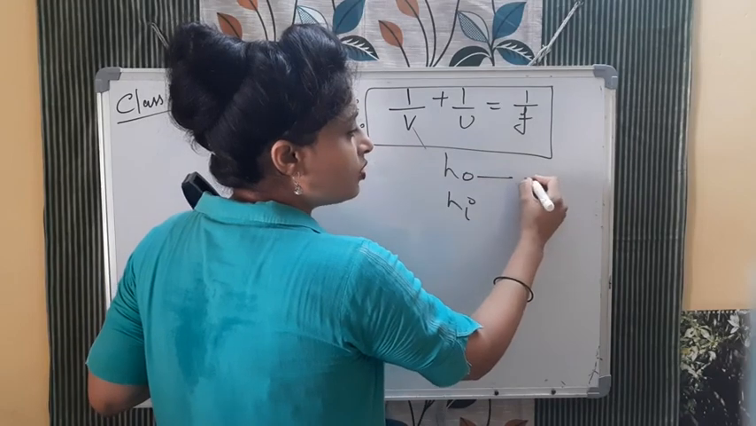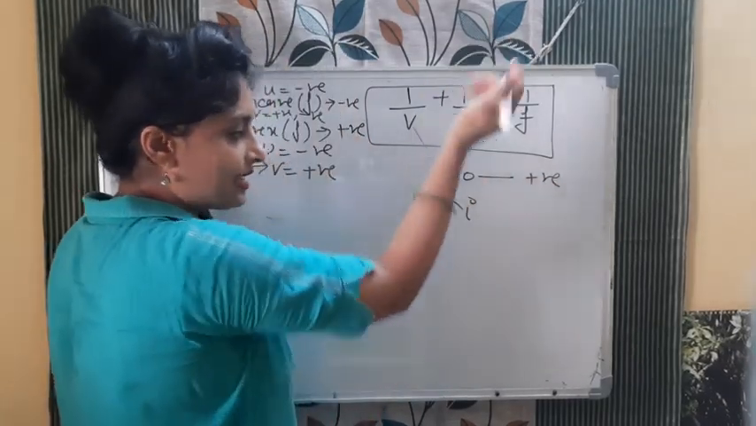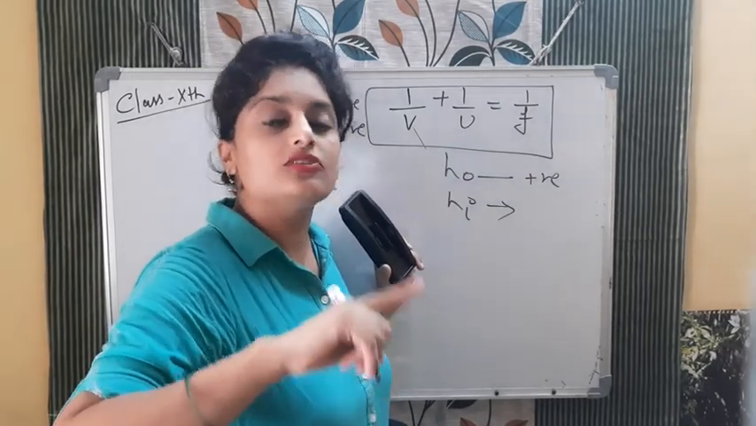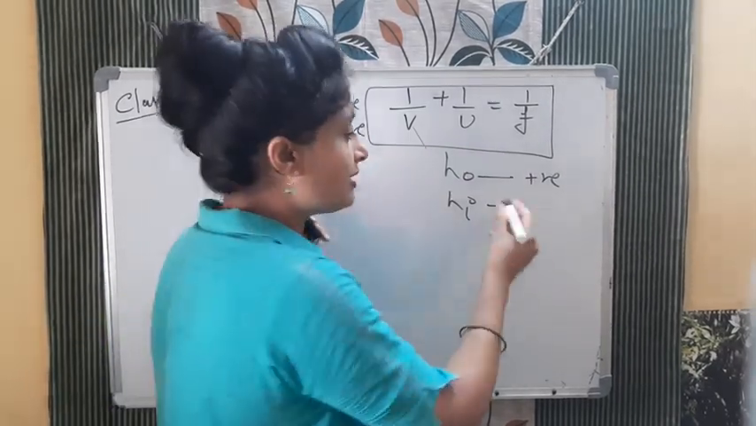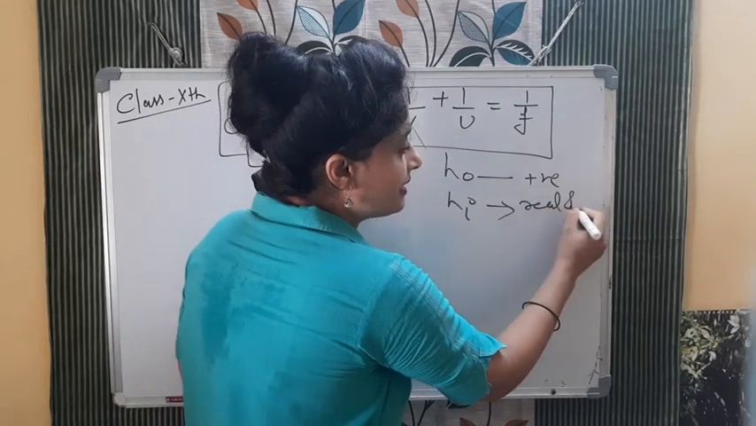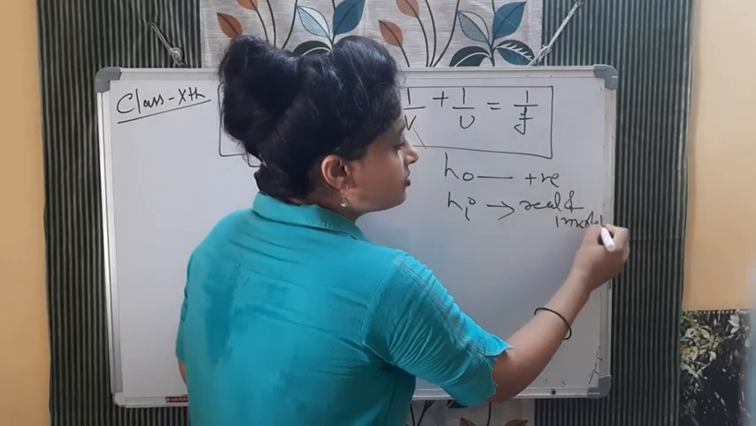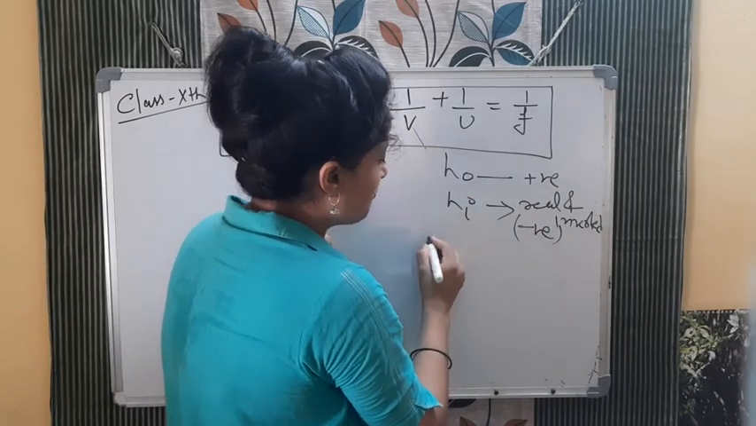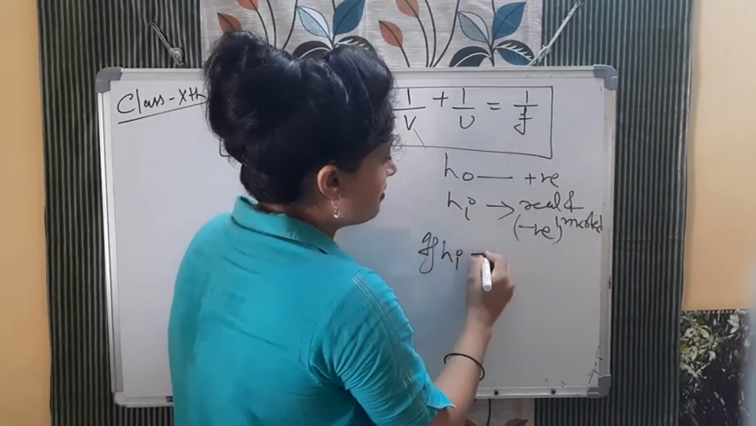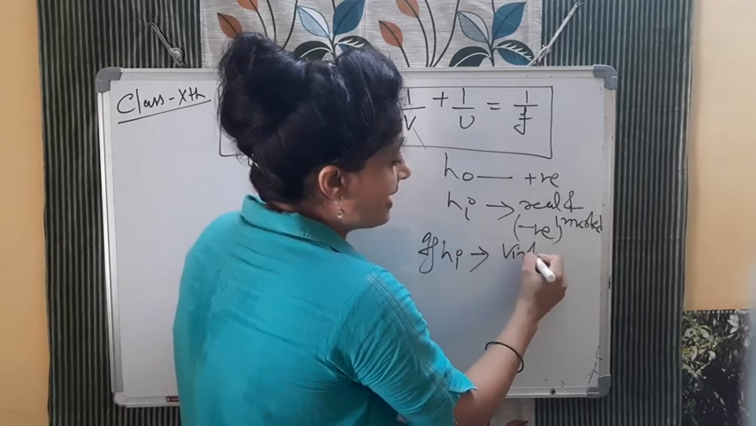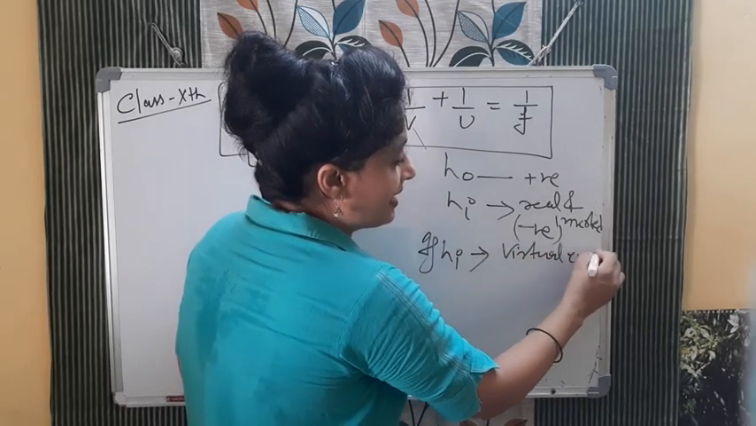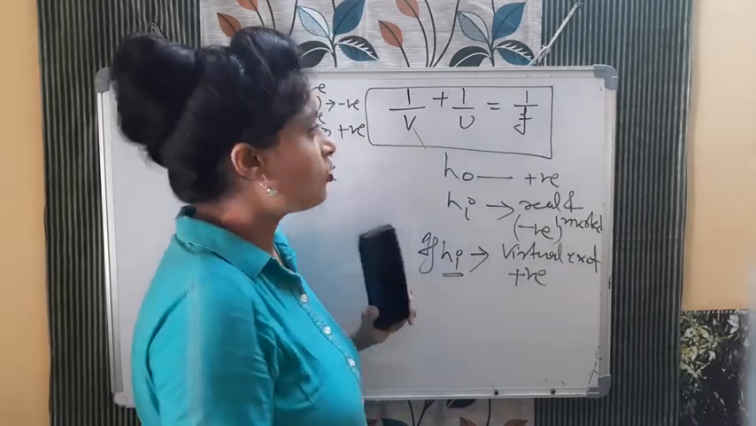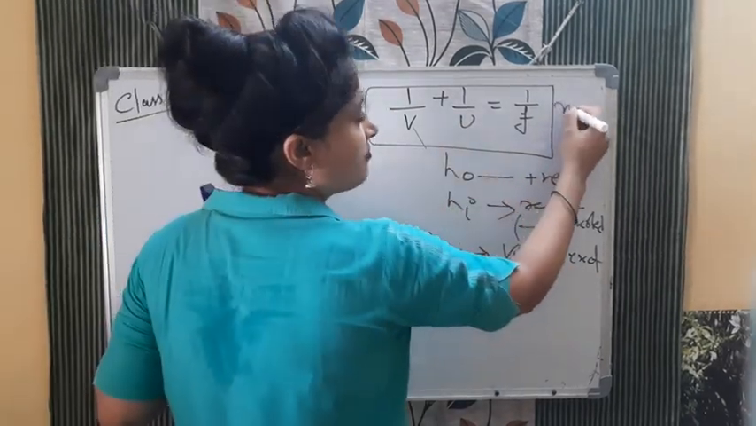Height of object is always positive because it is upright. Height of image, it depends. If the image is real, it will always be inverted. So real and inverted, if it is real then obviously inverted, so that is negative. Okay? And if HI, height of image, is virtual and erect, if the image is virtual and erect, then how will HI be? Positive.